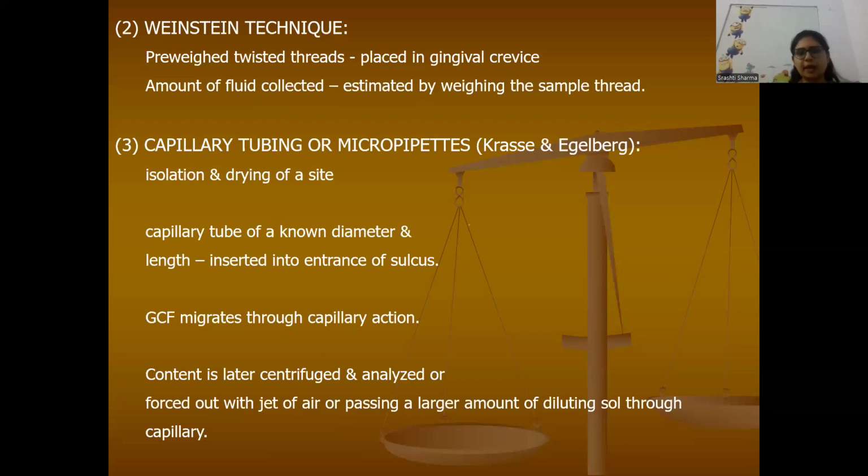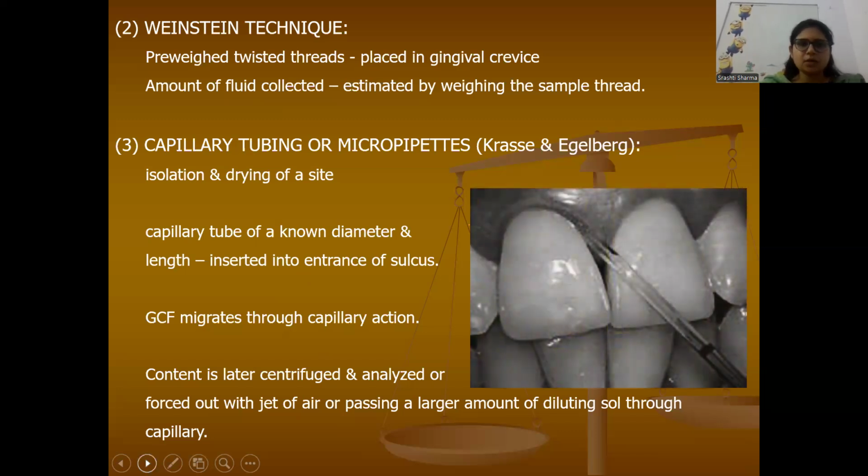GCF migrates through capillary action. Content is later centrifuged and analyzed or forced out with jet air or passing a large amount of diluting solution through capillaries. So now Weinstein technique. What was Weinstein technique? Weinstein used pre-weighed twisted threads which were placed in gingival crevice. So the amount of fluid collected was estimated by weighing the sample thread. This was a very easy method.